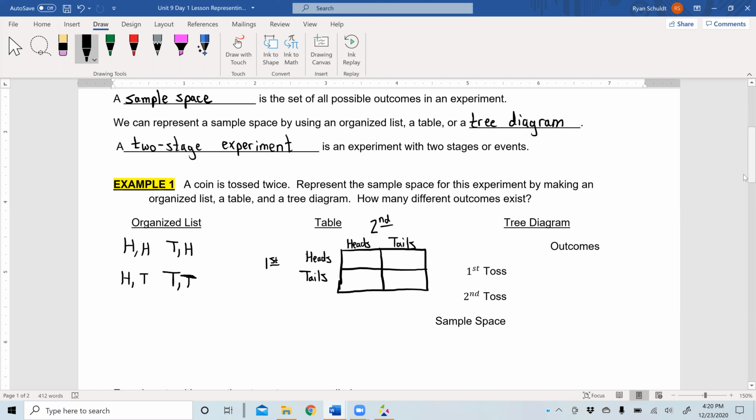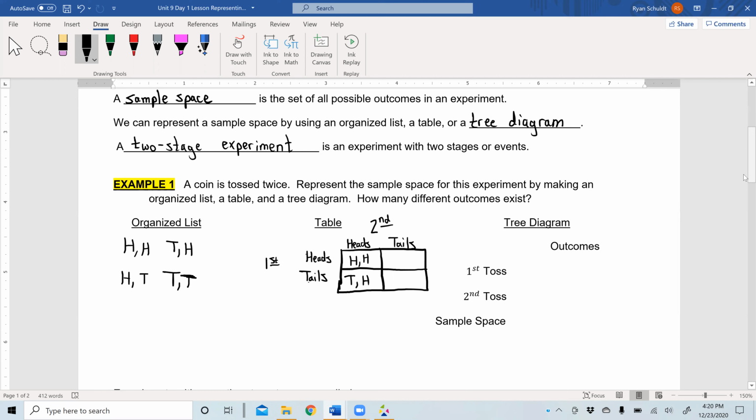Now for heads, I'm going to use H. Tails, I'm going to use T. So at this intersection, that's where we get heads and heads. So we just list what happens. Here we get tails. If I go down, we get tails first and then heads. So this will be tails and then heads.